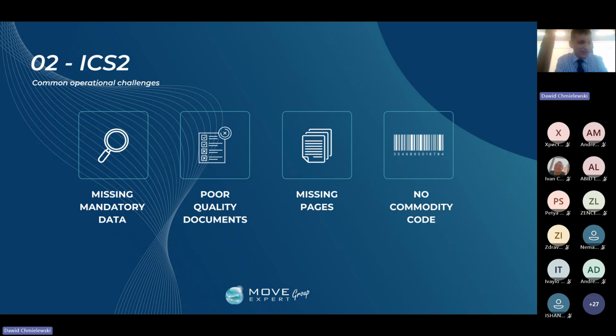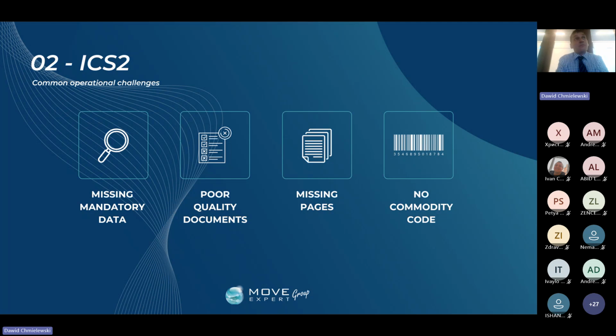Carnet ATA or ATA Carnet, for example, it's not legally required to provide a commodity code for goods. Nevertheless, you can't complete ICS2 without one. Therefore, when we complete ICS2 declarations for you, we always require as much information about the goods transported as you can provide. So if it's a Carnet ATA, we always require you to provide us with the Carnet, but also with CMR and additional information about the goods.